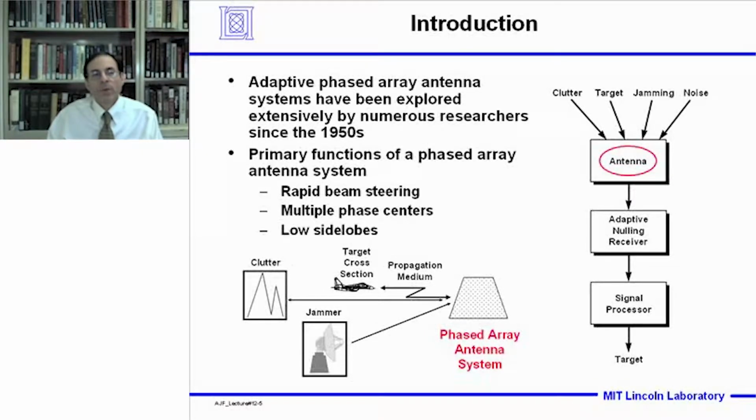And so by way of introduction, adaptive phased array antenna systems have been explored extensively by numerous researchers since the 1950s. The primary functions of a phased array antenna are to provide rapid beam steering, in some cases multiple phase centers, and in many cases low side lobes. In this lecture we're going to concentrate on measuring the performance of a low side lobe phased array.